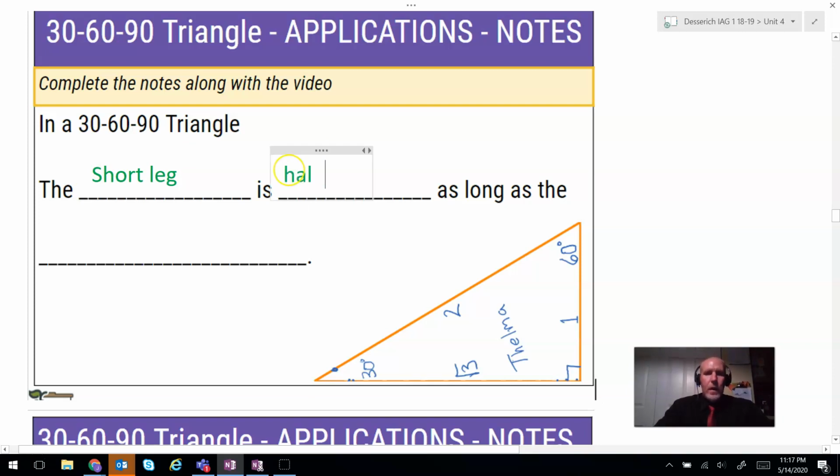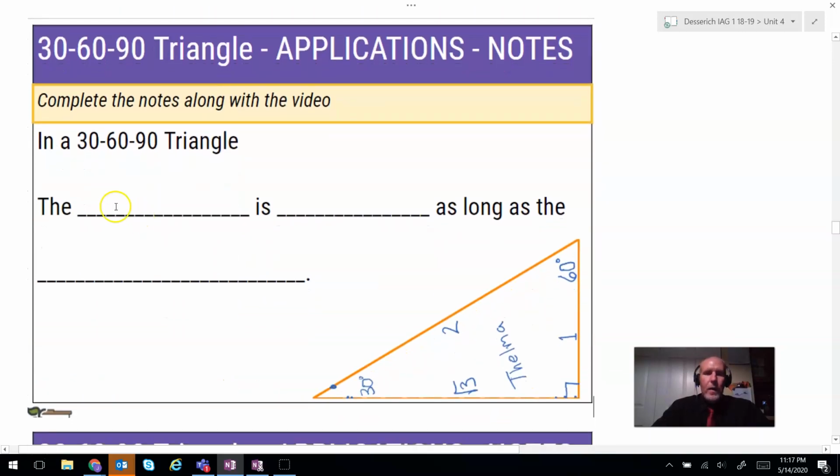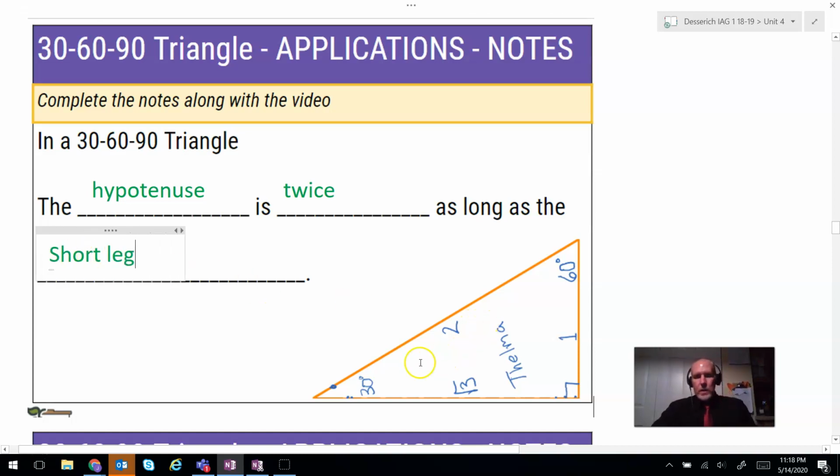Okay, and the key piece of remembering this is that the short leg is half as long as the hypotenuse. So just that relationship between the short leg and the hypotenuse is key there. Short leg is half the hypotenuse, so write that one down. And then the hypotenuse is twice as long as the short leg. That's that key relationship there, that the hypotenuse is twice as long as the short leg, and the short leg is half as long as the hypotenuse.